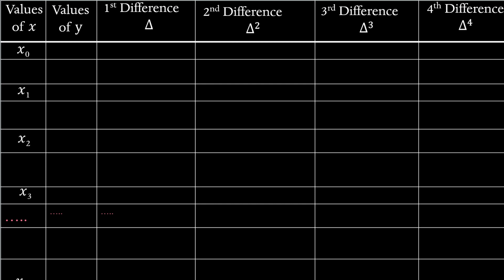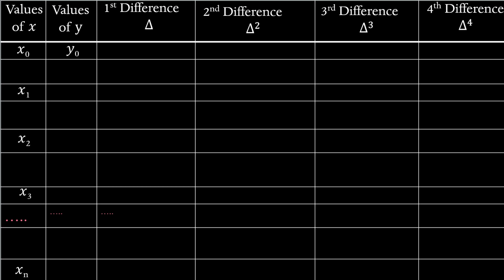The last one is xn. The next, values of y. The values of y are nothing but the corresponding values which we get when we substitute the values of x in a given equation f of x, that is, y is equal to f of x. When we substitute the value of x, we get the corresponding value, and those are called the values of y. So for x0, the value of y will be y0.